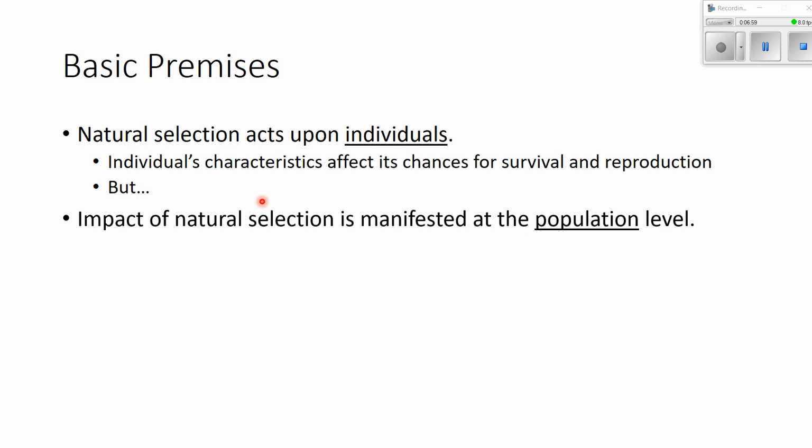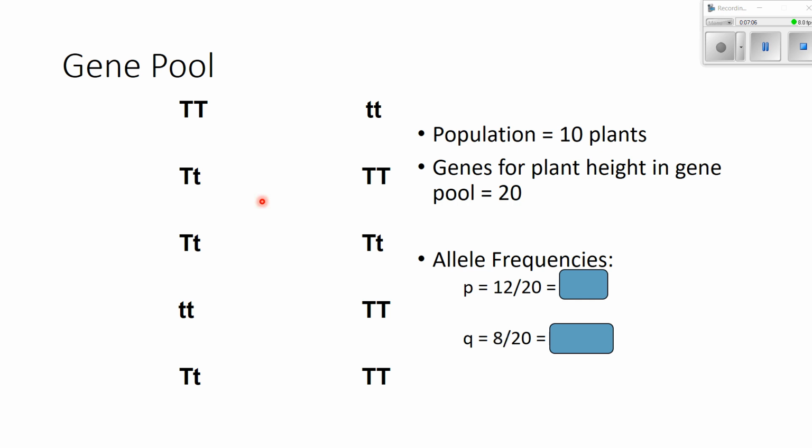So we've talked about that before. Individuals do not evolve. It's the population that evolves, or the whole species that evolves. Okay, so I mentioned the idea of gene pool and allele frequency. So now let's have a practical example.